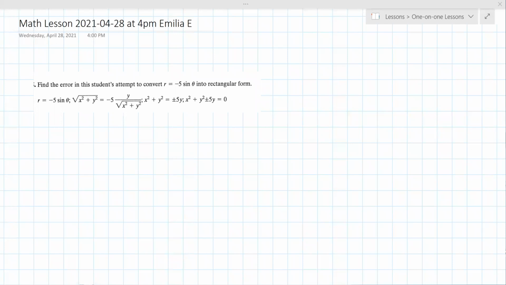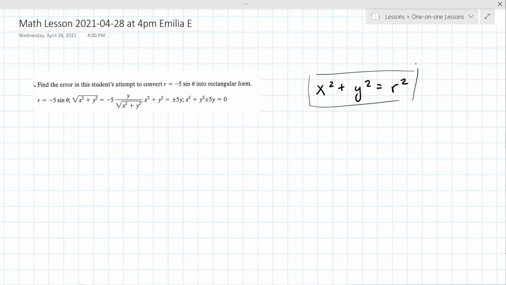Okay, sharing screen. Find the error in the student's attempt to convert r equals -5 sine theta into rectangular form. All right, so r equals -5 sine theta. The rectangular form is x squared plus y squared equals r squared. That's the one you generally start from.